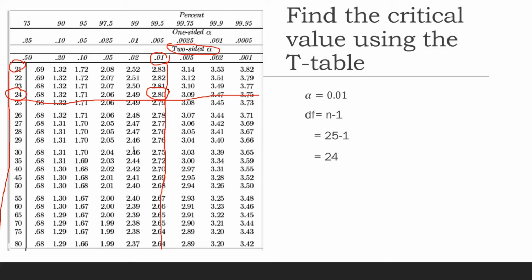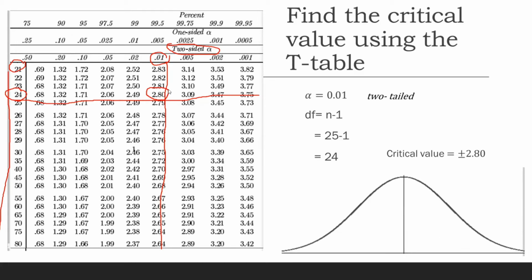Since this is two-tailed, then the critical value is positive or negative 2.80. Again, pag not equal, so two-tailed siya, and then hindi pa natin ma-identify kung nasa negative part siya or positive part yung test value natin. That's why, yung critical value natin is positive and negative 2.80.